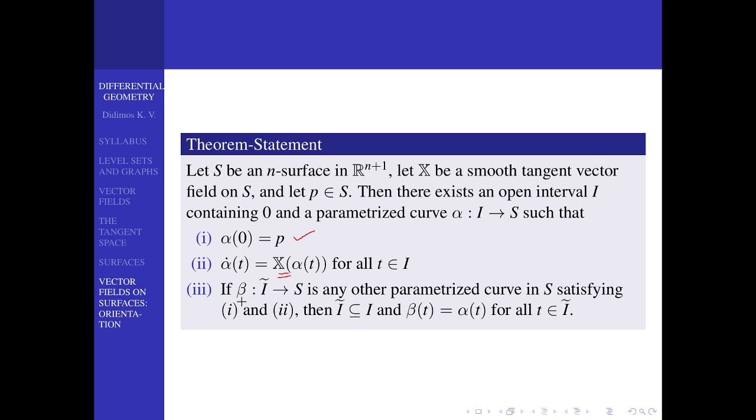That means there exists another parameterized curve with this property. Beta from I tilde to S is any other parameterized curve in S satisfying 1, 2, we can say that this I tilde is contained in I and beta coincides with this alpha. That means in that sense we can say that this alpha is the maximal integral curve on a surface.